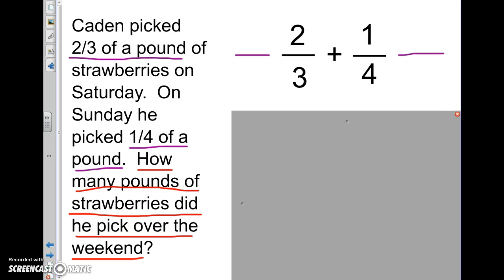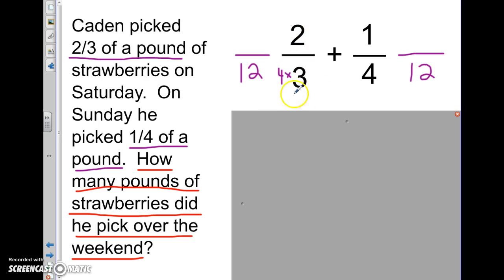In order to do that, we think, well, what's a common multiple of 3 and 4? I know that if I'm counting by 3s and counting by 4s, I will land on 12. So I know that a common denominator would be 12. And then, how do I change 3 to a 12? Which multiple of 3 would give me 12? I know that it's going to be 4. 3 times 4 is 12.